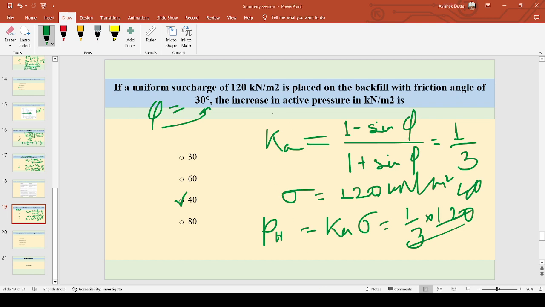So again, I'll just repeat. We first find out the value of the coefficient of active earth pressure, that is 1 minus sin phi by 1 plus sin phi. It gives us a value of 1 by 3. Next, we know the surcharge is 120. So the active earth pressure will be equal to the coefficient of active earth pressure multiplied by the uniform surcharge, which is Ka into sigma. 1 by 3 into 120 gives us 40. So the increase in active pressure because of the surcharge is 40 kilonewton per meter square. I hope it was clear.